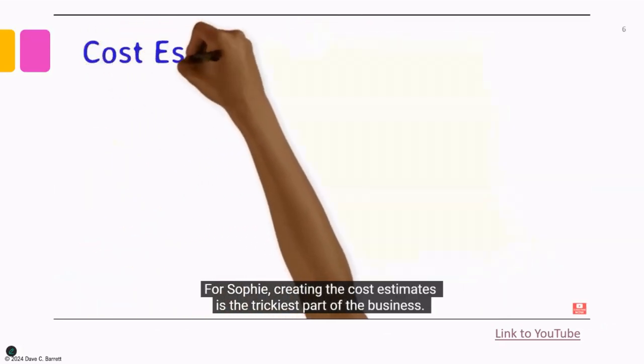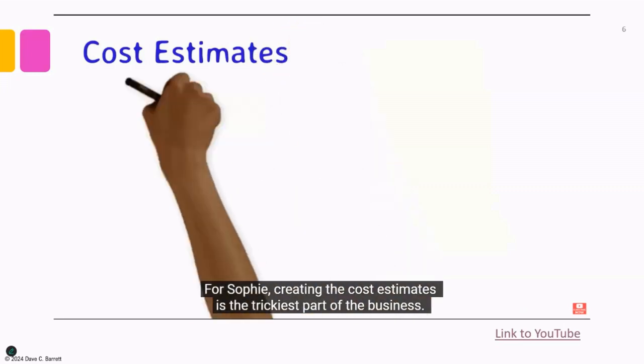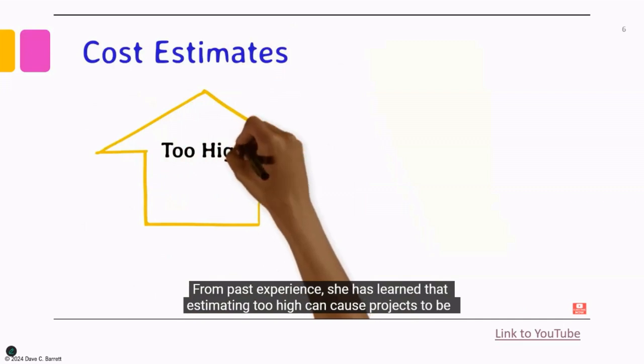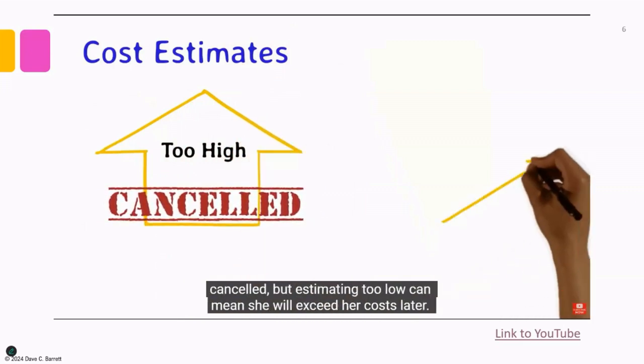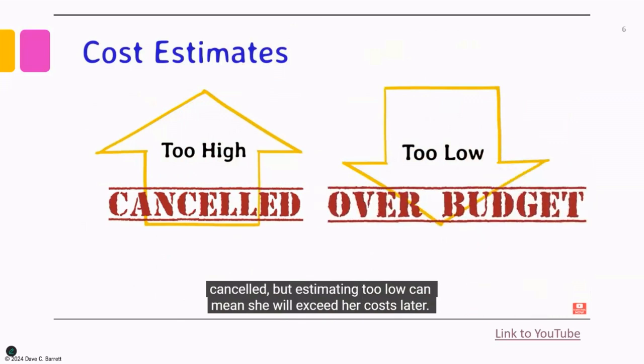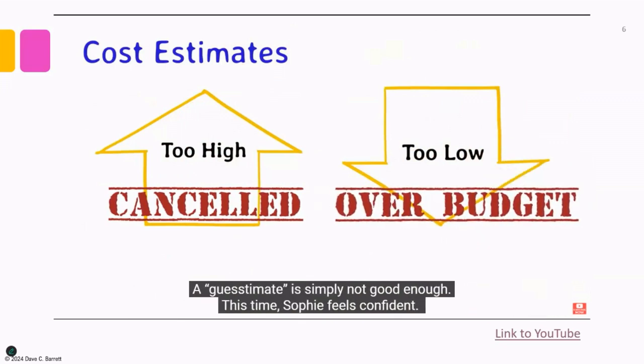For Sophie, creating the cost estimates is the trickiest part of the business. From past experience, she has learned that estimating too high can cause projects to be cancelled, but estimating too low can mean she will exceed her costs later. A guesstimate is simply not good enough. This time, Sophie feels confident.